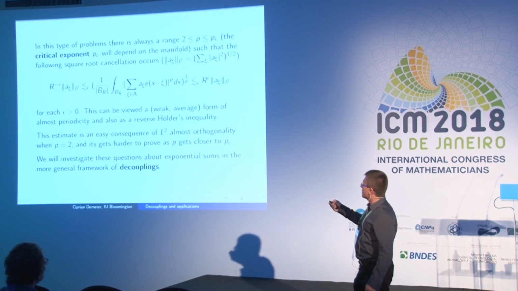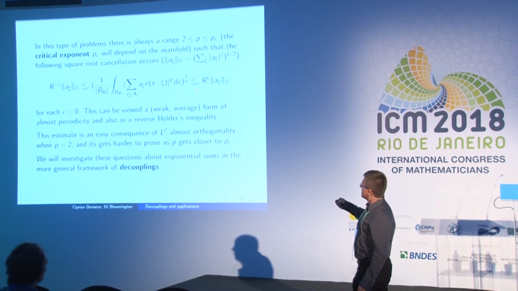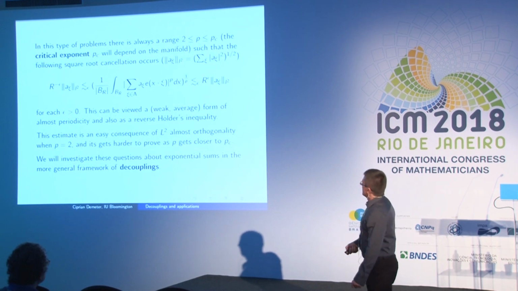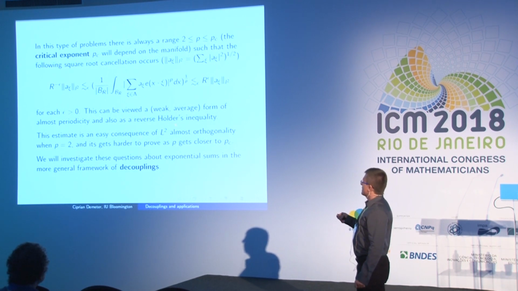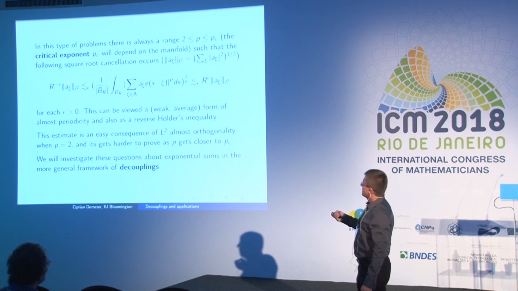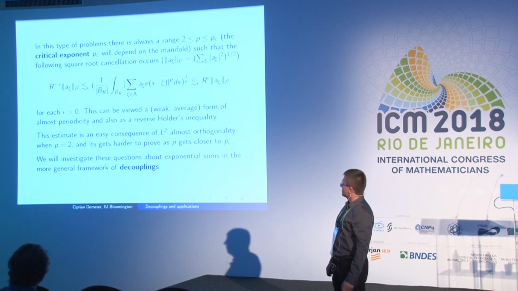So this is some sort of almost periodicity. If you want, you give me any ball, I can move it around, I estimate the L^p norm, and I get roughly the same value. You can also see this as being some sort of a reverse Hölder's inequality. Actually, this first inequality is trivial. It's just the usual Hölder inequality, because p is greater than 2. And it's this inequality that we are after when we prove decouplings.